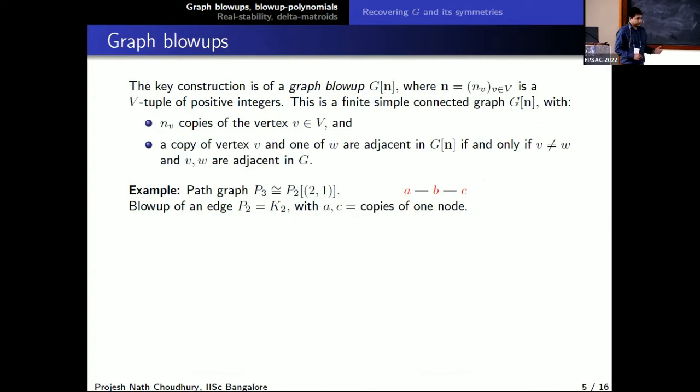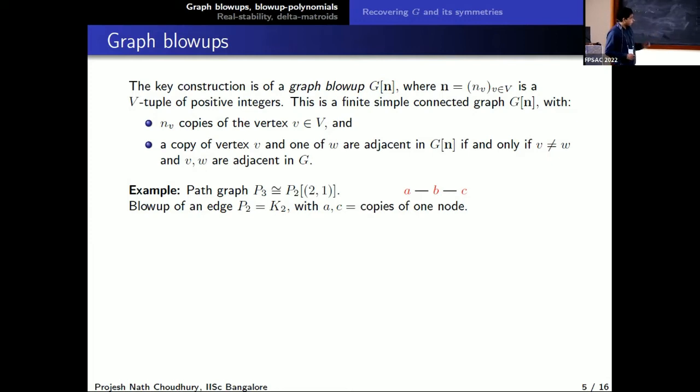The key construction which will answer both of these questions and reveal many more interesting facts is the following. Take a tuple of integers n_v indexed by vertices, and I will call the new graph G[n], which is again a finite simple connected graph. The vertices are as follows. For each v, with the integer n_v that I have chosen, take that many copies of vertex v. Now connect all copies of a vertex v to all copies of another vertex w if and only if those two original vertices v and w are adjacent in the original graph.